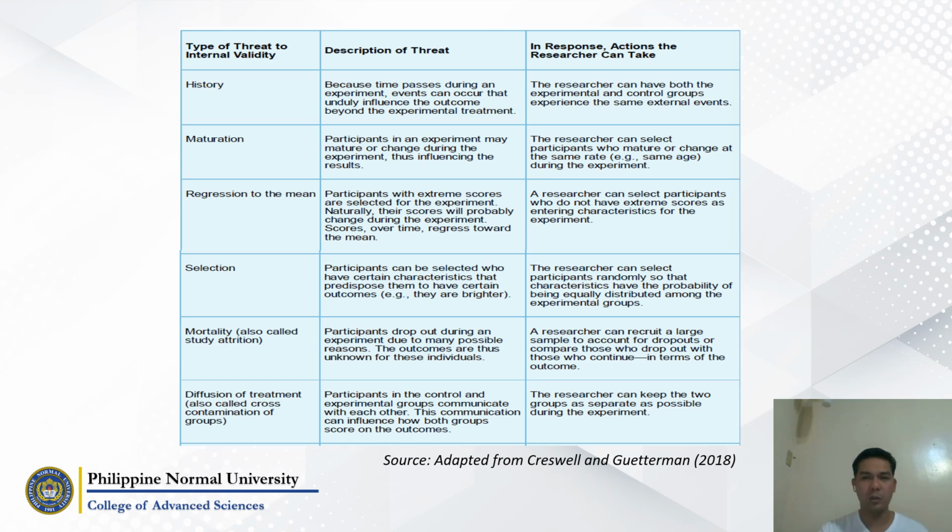So these are the things that we need to address so that you can really say that your instrument is valid, and at the same time your research in totality is valid and credible.